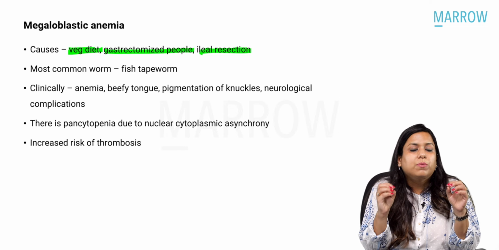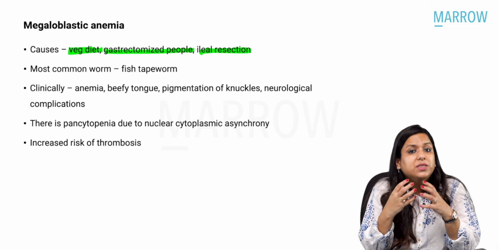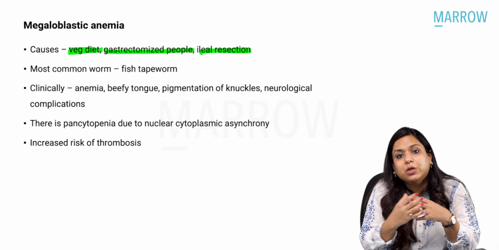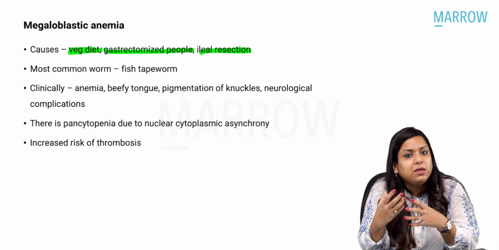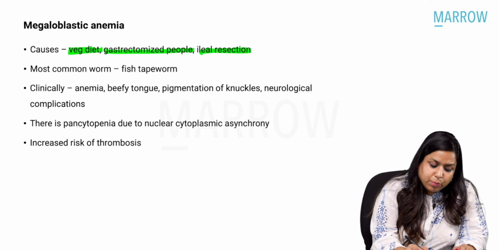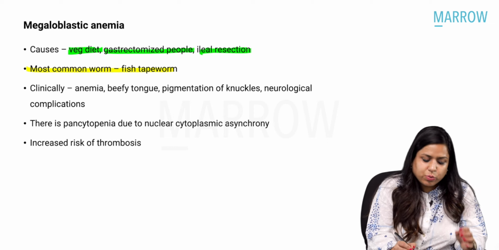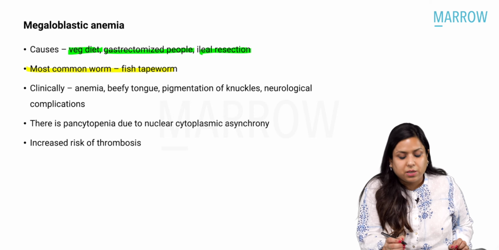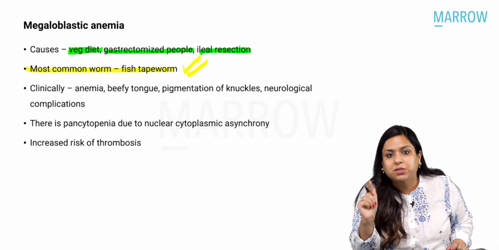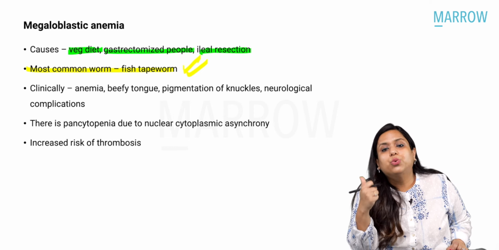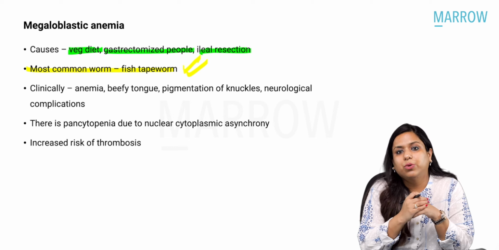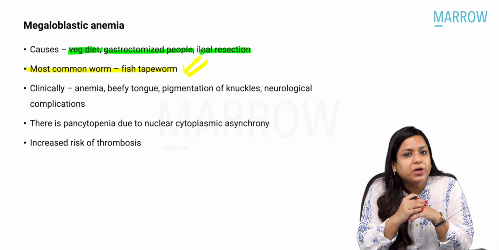Similarly, the most common site of absorption of vitamin B12 is the ileum, terminal ileum, right? If you remove the ileum of the patient, so if in the question it is given that the patient has got ileal resection, it will lead to B12 deficiency. Done? Then the most common worm which leads to megaloblastic anemia or B12 deficiency anemia is fish tapeworm or Diphyllobothrium latum. That was a question once, right? If they ask you what is the most common worm which leads to iron deficiency anemia, the answer is going to be hookworm or Ancylostoma duodenale, right?